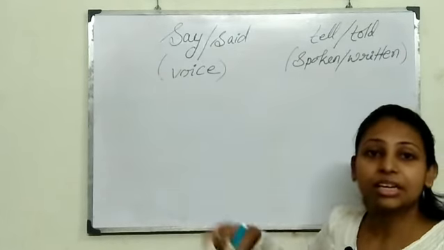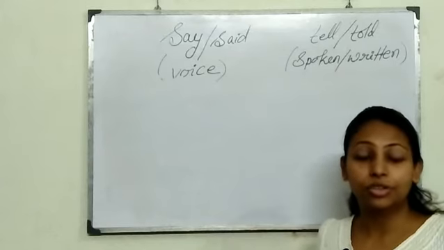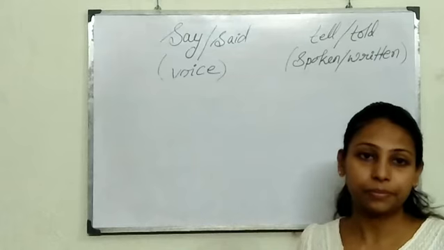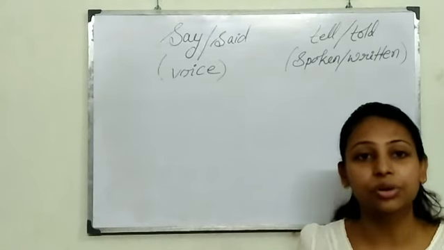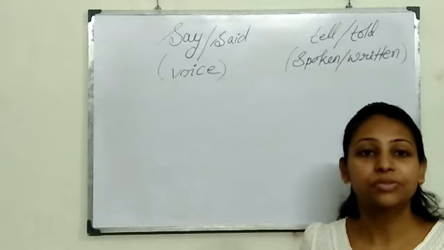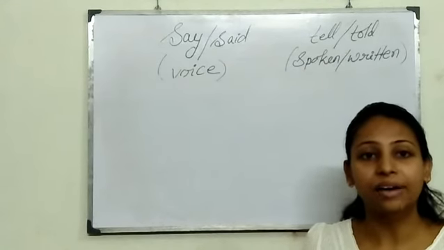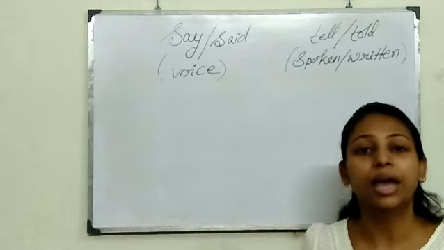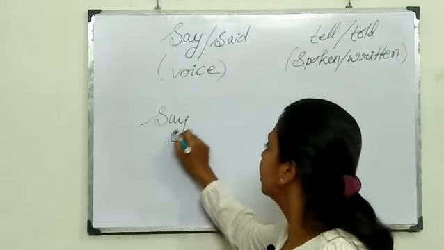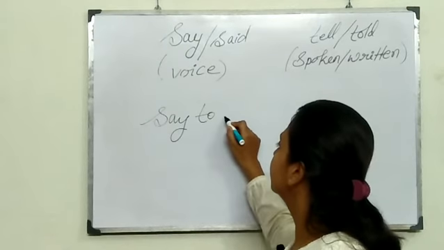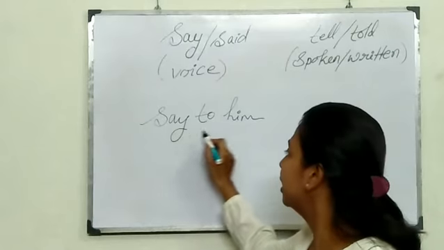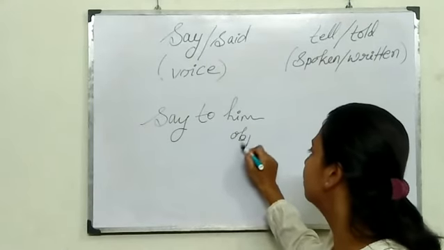Say और said के साथ अगर हम object add करना चाहते हैं तो हम add कर सकते हैं, लेकिन उसके लिए separate rule use करने होंगे. And according to that rule, we have to take the help of to. That means we have to add to after say in order to add the object. That is, say to and then the object him. Say to, and this object him.